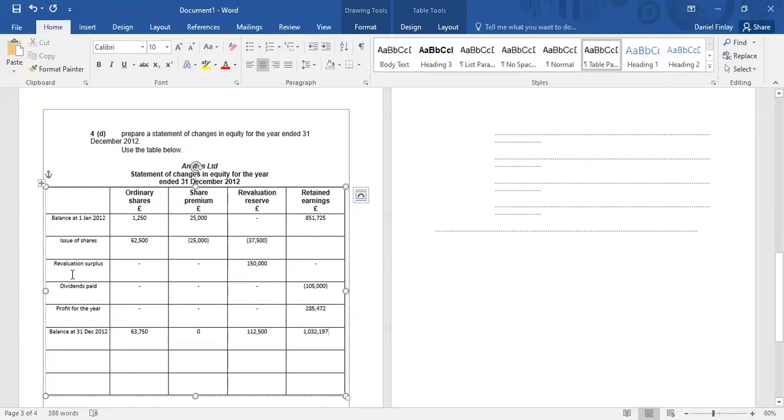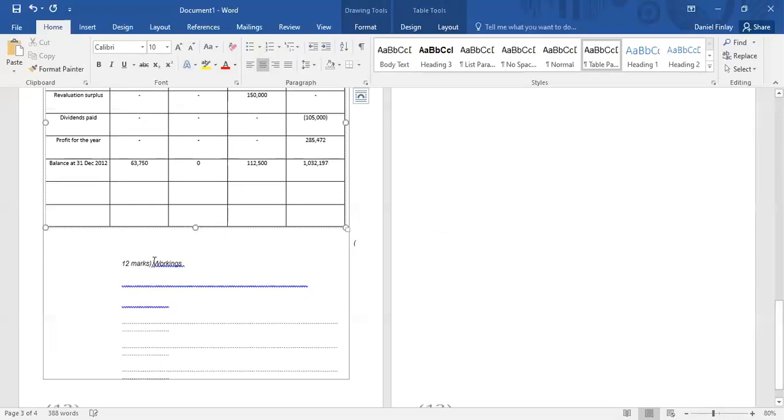There could be a revaluation surplus, and normally is dividends. And if there's more than one, try to group them together if you can. That decreases retained earnings. There always is profit for the year. I just nearly missed that out, and that increases retained earnings. And then you total it up, and get all 12 marks.